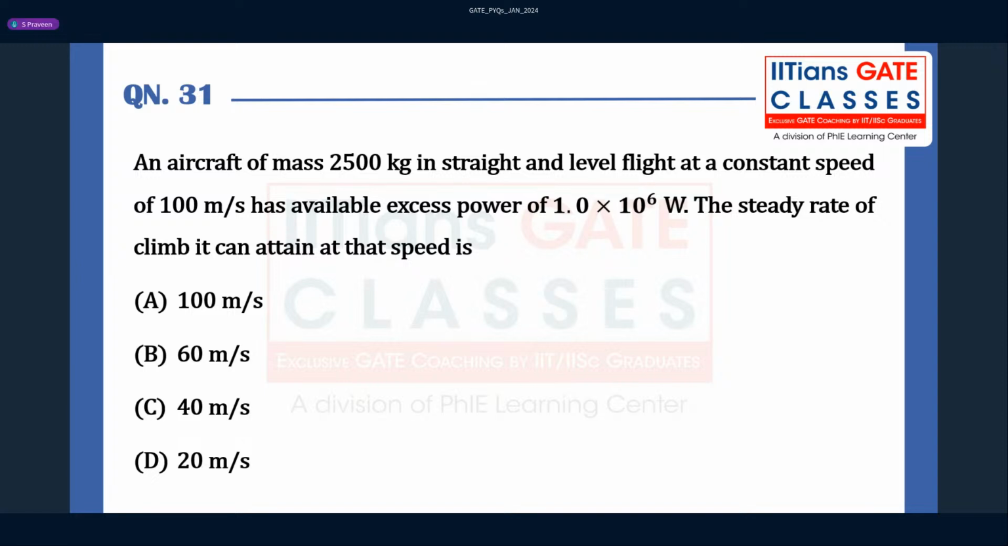An aircraft of mass 2500 kg in straight and level flight at a constant speed of 100 meters per second has available excess power of 10 to the power 6 watt. The steady rate of climb that it can attain at that speed is dash. So underline the words steady rate of climb. So what is my rate of climb formula?